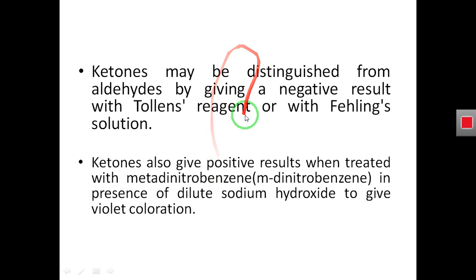So how can we distinguish ketone from aldehyde? By using Tollens reagent and Fehling solution or reagent. Or we can also use metadinitrobenzene. This is another reagent for the identification of ketone in the laboratory, and metadinitrobenzene reacts with ketone in the presence of dilute sodium hydroxide. So these are the reagents that we can use in the laboratory for the identification of ketone.